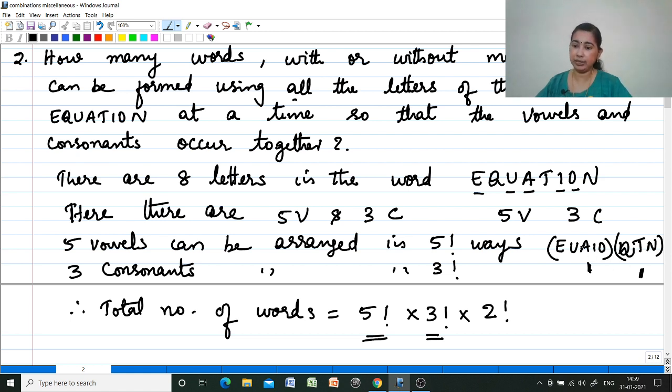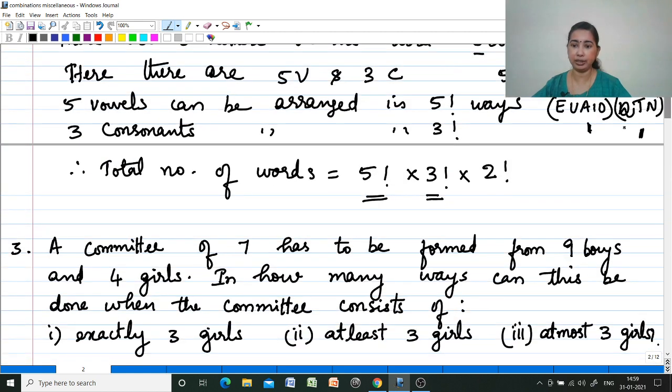That is, the vowels can be on this side or the consonants together can be on this side. So there are 2 factorial arrangements for vowels and consonants, and in between the vowels there is an arrangement of 5 factorial ways, and in between the consonants there will be 3 factorial different arrangements. So the total arrangement is 5 factorial into 3 factorial into 2 factorial, which is equal to 1440. That many words can be made.